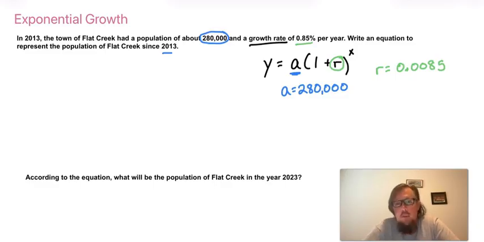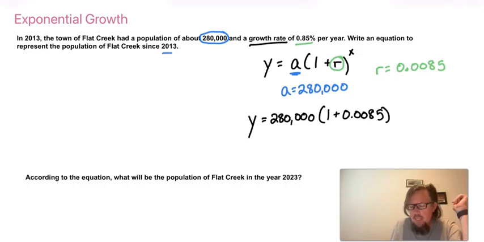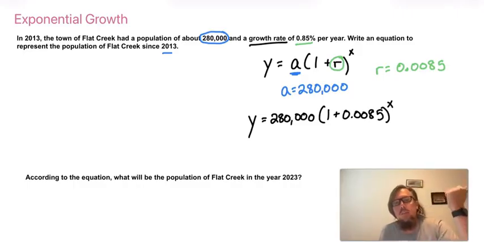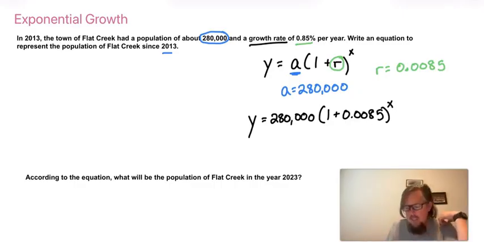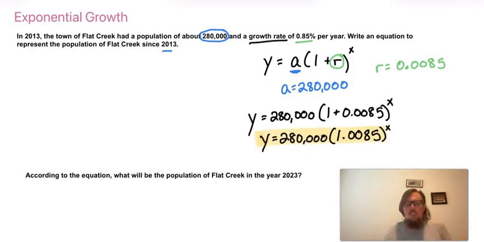Okay, so now that we've got this done, we're ready to just substitute those numbers in. Our equation is y equals 280,000 times 1 plus 0.0085 to the x power. And then we'll go ahead and simplify the numbers in the parentheses and do 280,000 and in parentheses 1.0085 to the power of x. And there's our equation.